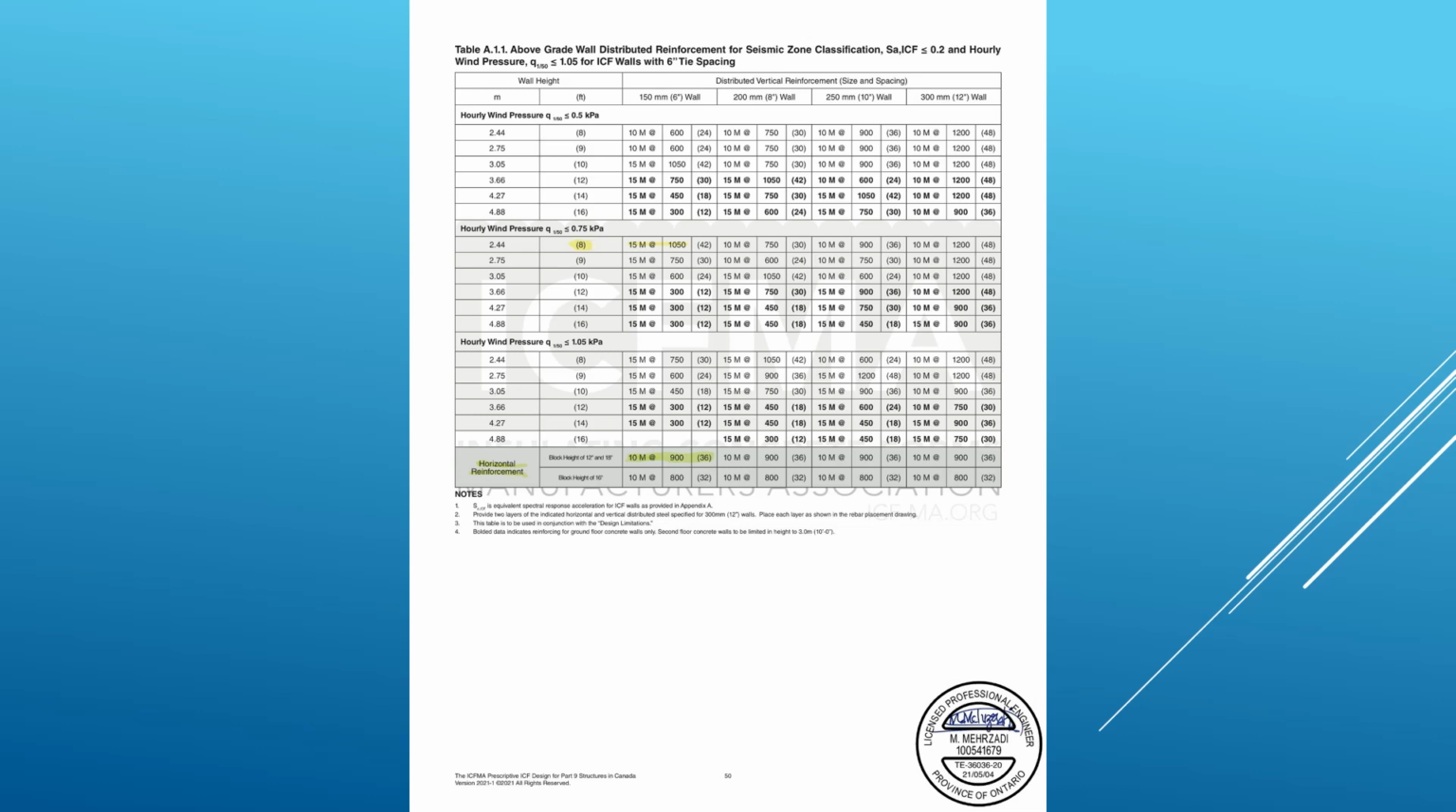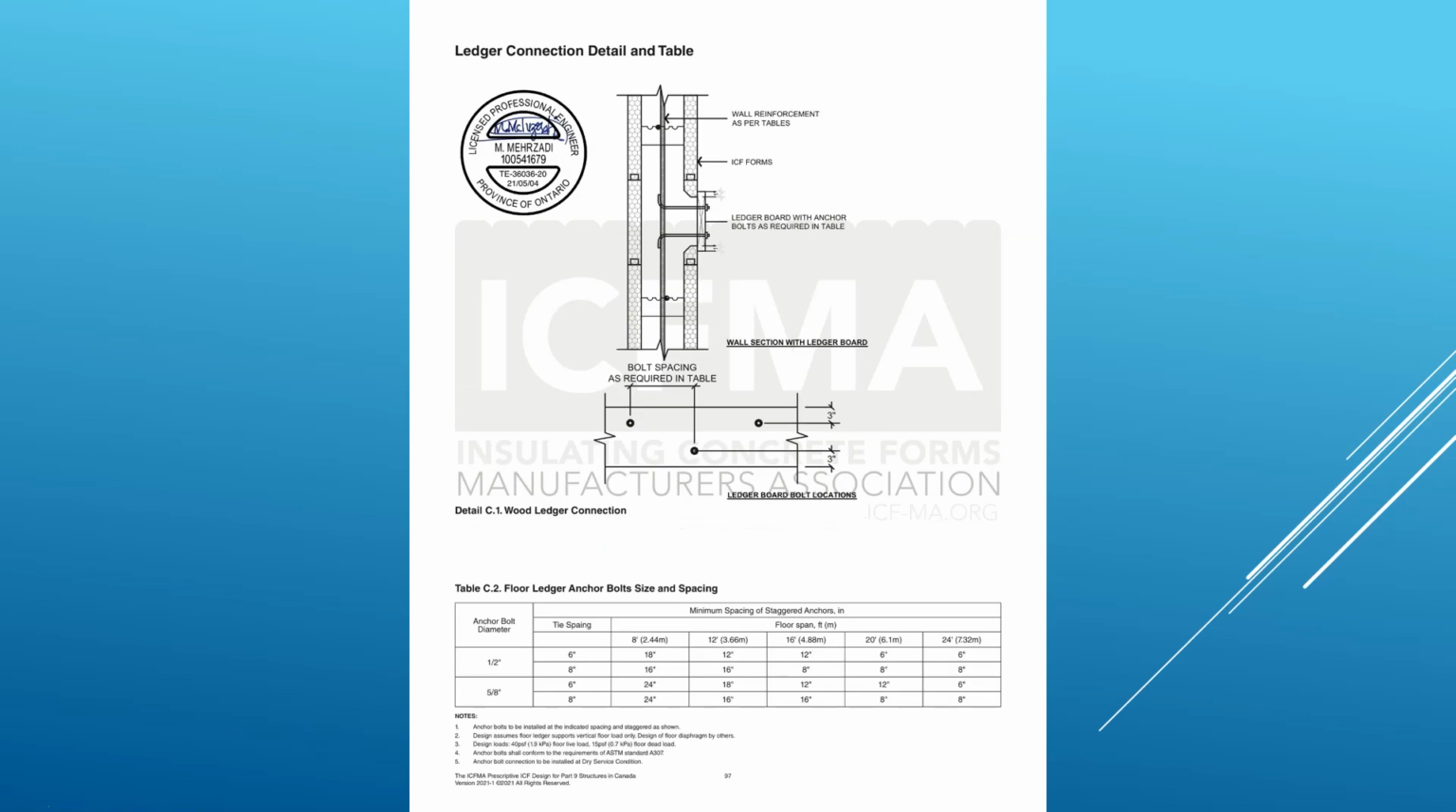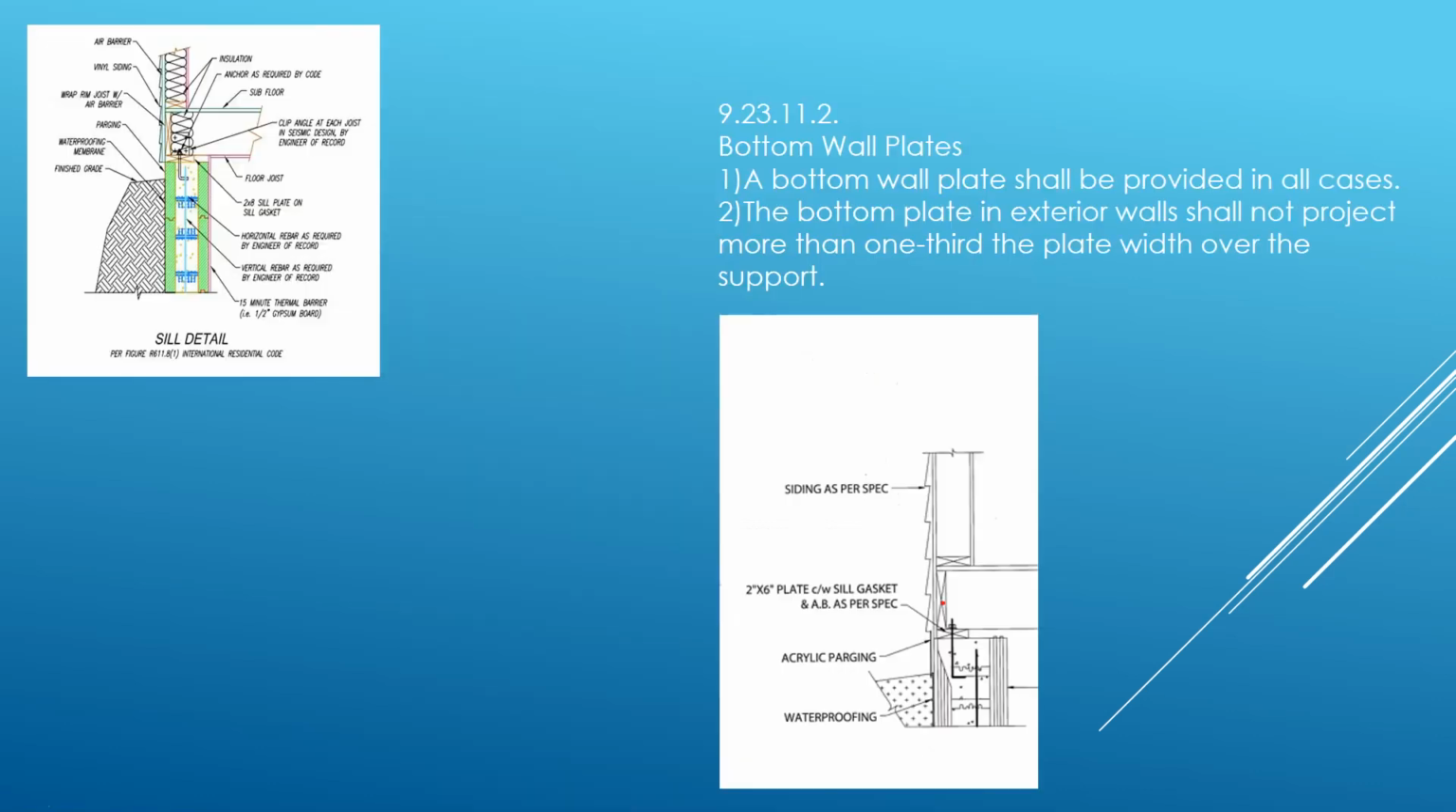Okay, and then we talk about above grade walls. So we got the below grade, now we got the above grade. And then you've got to deal with your hourly wind pressure, your wall height, and your wall thicknesses, and you've got vertical and horizontal. Pretty straightforward. And then you'll combine that again with your notes section.